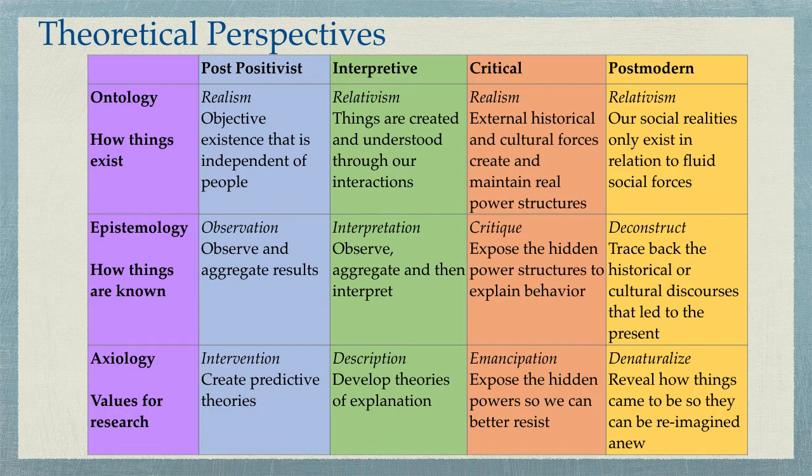Critical realism takes a more realist perspective, concerned with exposing external forces that create very real power structures. Postmodernism takes a more relativist perspective, exploring social forces and power dynamics as fluid and co-created, and hence challenging more realist or universalist notions of power.